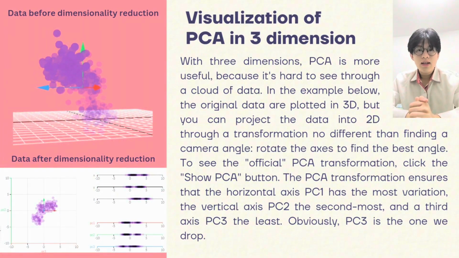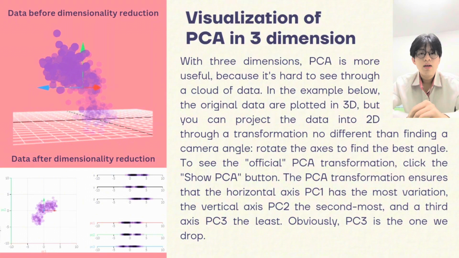PCA becomes even more valuable when working with data in 3 or more dimensions. Let's consider a 3D dataset, which we can visualize as a cloud of points in space. It is difficult to analyze patterns in this form, so PCA helps simplify the data. Imagine looking at this 3D data from different angles, just like finding the best camera angle to view the entire scene. PCA rotates the axes of the data to find the best view, ensuring that the new axes, called principal components, capture the most important information.